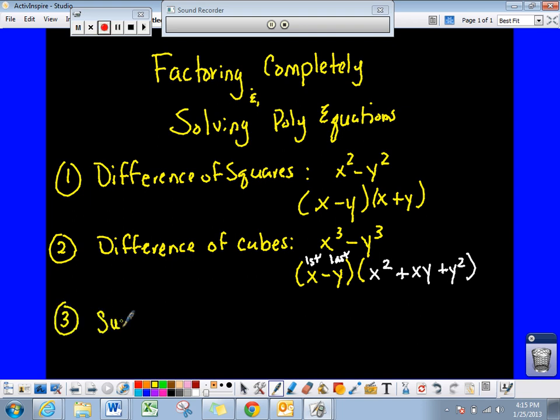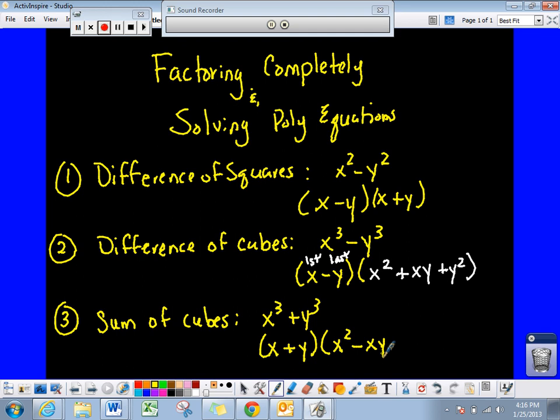Then we have the sum of cubes. Which is the same thing, except for now we have a plus sign. So we basically do the same thing. Cube everything. Then we square the first term. Multiply the two together and change the sign. Square the last term. This is just a recap.